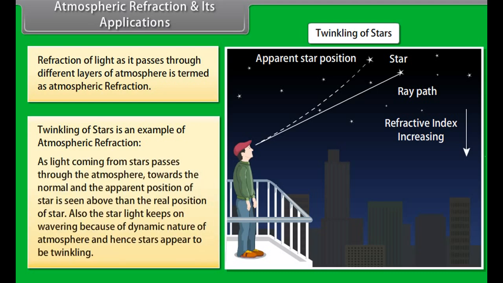As light coming from stars passes through the atmosphere, it bends towards the normal and the apparent position of the star is seen above the real position of the star. Also, the starlight keeps on wavering because of the dynamic nature of the atmosphere, and hence stars appear to be twinkling.